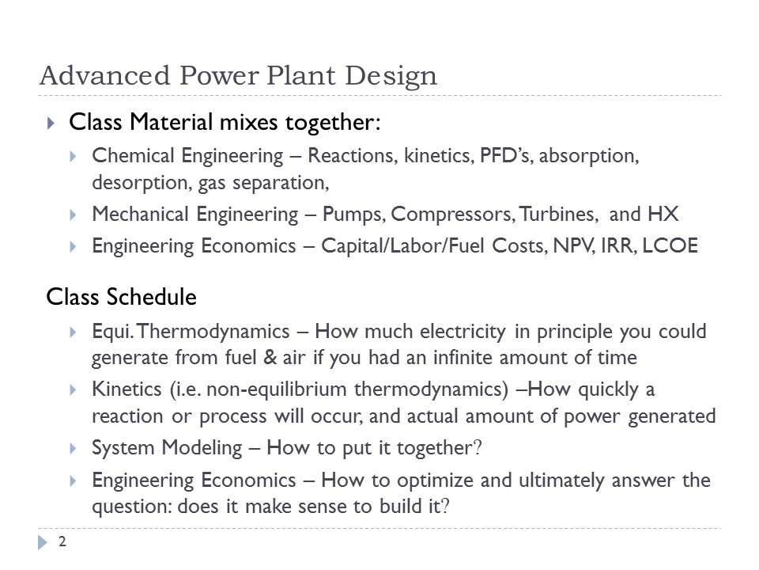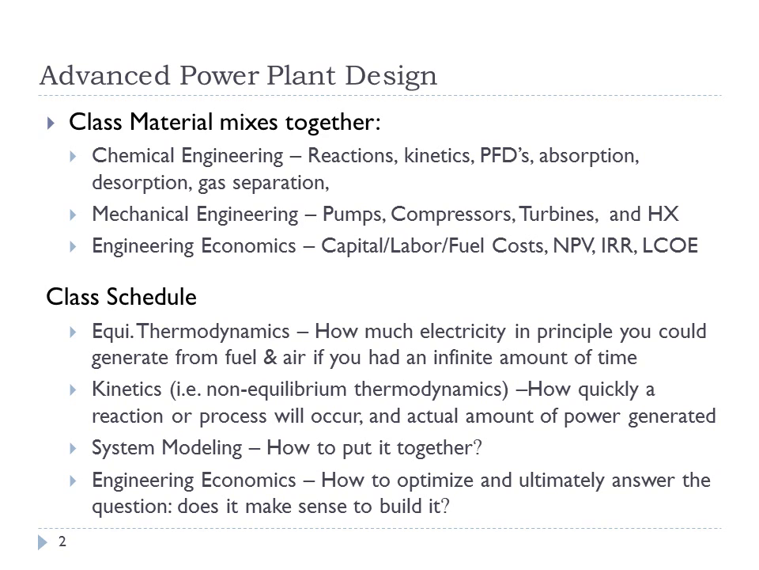In advanced power plant design, this course is going to be mixing together a number of different engineering specialties, such as chemical engineering, where we're going to be looking at reactions, kinetics, process flow diagrams, CO2 absorption, CO2 desorption, and other gas separation processes. All these fall under what's typically called chemical engineering. But we're also going to be looking at things that fall under mechanical engineering, such as pumps, compressors, turbines, and heat exchangers. And we're also going to be looking at things from the engineering economic side, such as how do you estimate capital, labor, fuel costs, how do you calculate the net present value, the internal rate of return on investment, or the levelized cost of electricity. So this class is going to be combining all three of those disciplines.